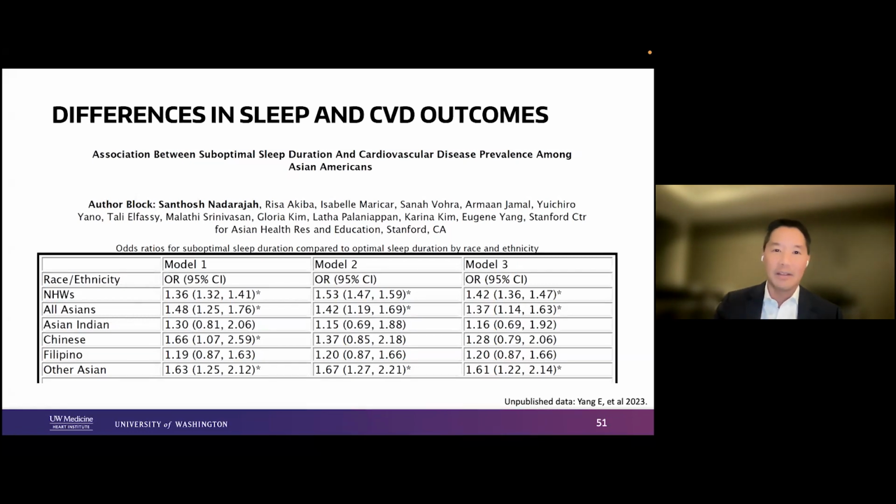And in this case, because sleep is now one of the new risk factors, we wanted to see if we disaggregated Asian populations and looked specifically at cardiovascular outcomes like heart attack, stroke, cardiovascular events. Are there differences among Asian subgroups?